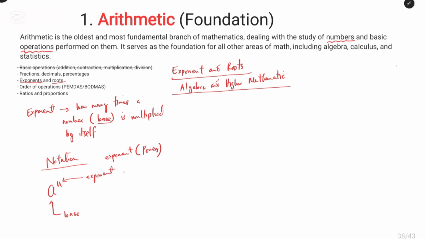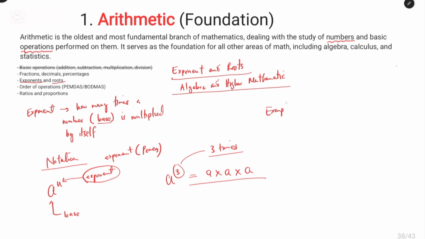Or the power. This shows us that the exponent represents how many times the base is multiplied by itself. If we have a raised to the power 3, it equals a times a times a. That means this represents 3 times. Therefore, the base must be multiplied by itself 3 times.